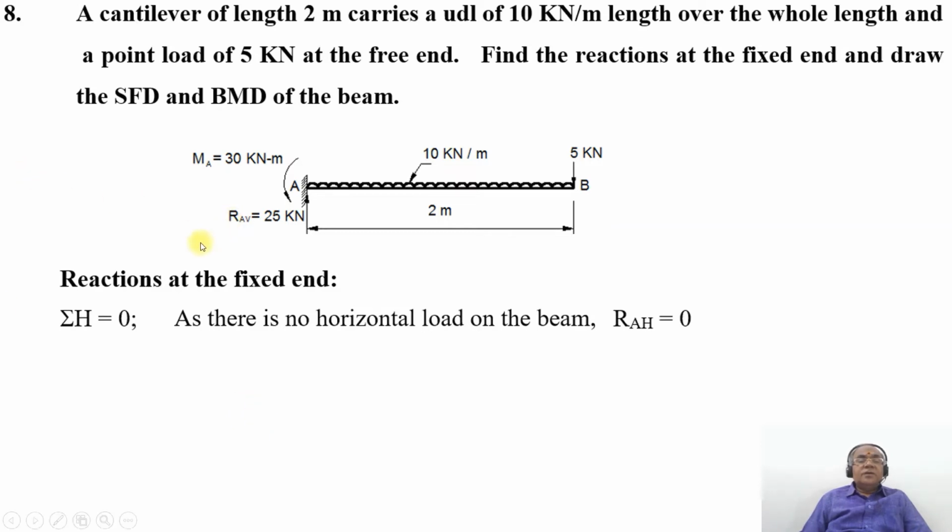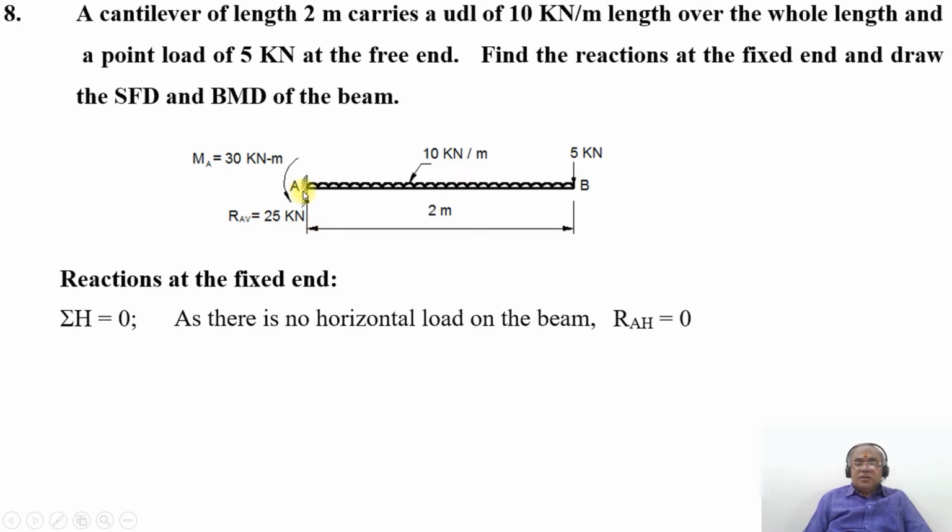Now we are going to consider the vertical load, since it is the vertical load which is to keep the beam in the equilibrium condition. As the load is acting downwards from both 5 kilonewton and also 10 kilonewton per meter, the beam naturally tends to bend in the downward direction. So in order to keep the beam in the equilibrium condition, I am going to require a vertical load which is acting upwards, which is RAV.